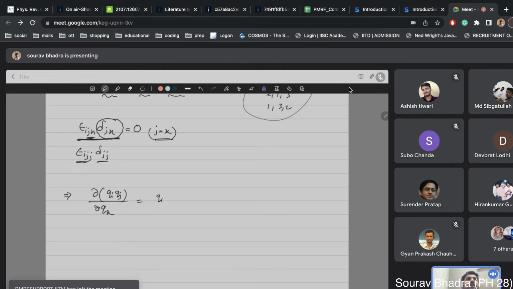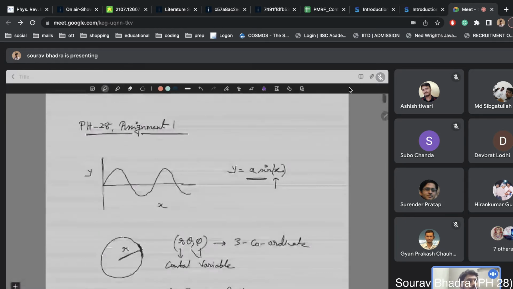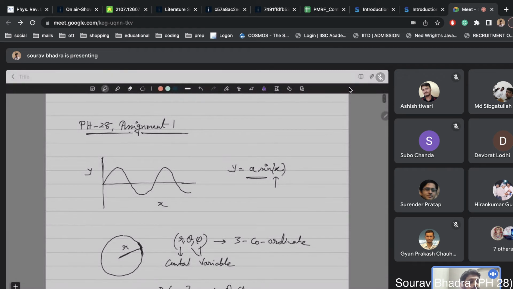Degrees of freedom can be less than the generalized coordinates if there is some relation between them. Like in the first case, it was a 2D plot and the generalized coordinates are y and x, but there is a definite relation between y and x. So if you give me x, I can tell you what y actually is. So the degrees of freedom is 1 here.